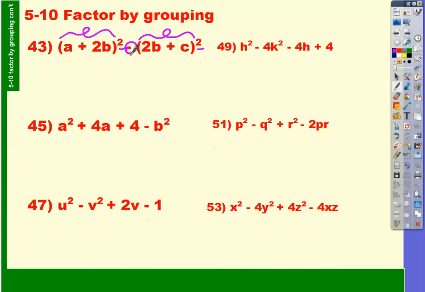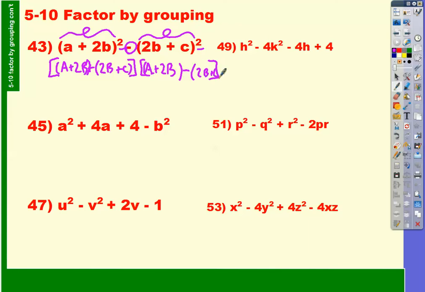So what that means is we can factor this with 2 groupings. A difference of squares has 1 positive inside the parentheses and 1 negative. And what is the square root of a plus 2b squared? Well, it's just a plus 2b. So that goes inside both of those. What is the square root of 2b plus c squared? Well, it's 2b plus c. So 2b plus c and 2b plus c.